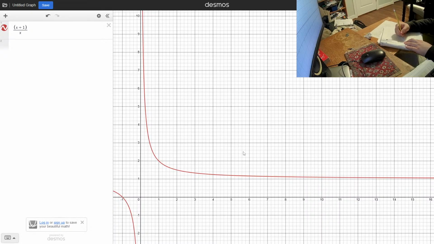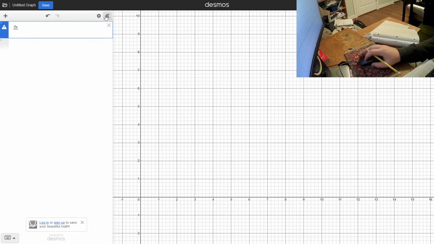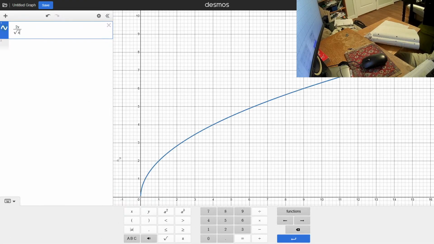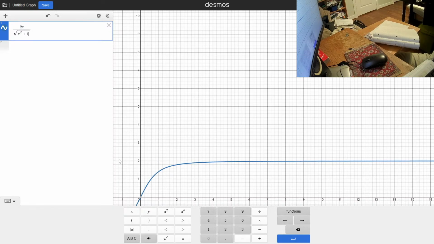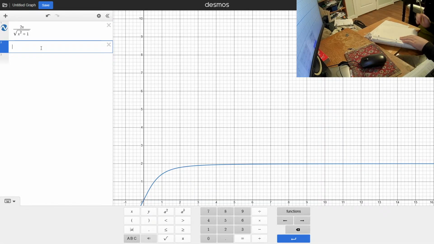Alright, we're taking a bunch more limits. So now we have 2x over root x squared plus 1. It's 2. It converges to 2. But I need to actually find the answer instead of just know the answer, because that's how calculus works once you get to a certain point.